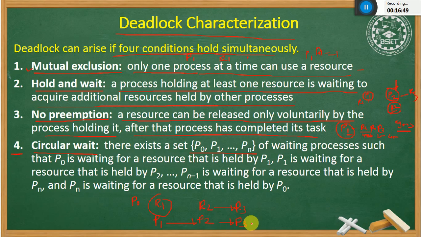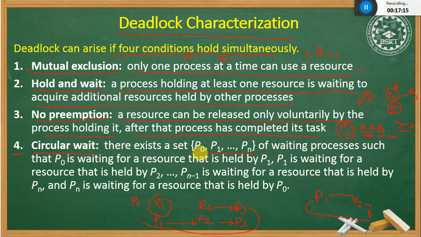P2 wants R3, and R3 is required by P1. So there will be a circular wait. P1 depends upon P2, P2 depends upon P3, and P3 depends upon P1. So alternatively they must release the resources, and then all the processes can be completed. So that is the situation.